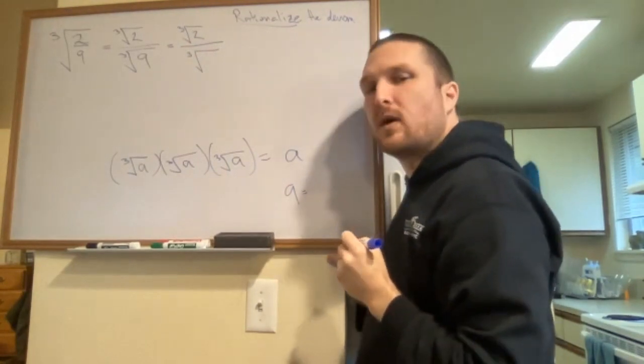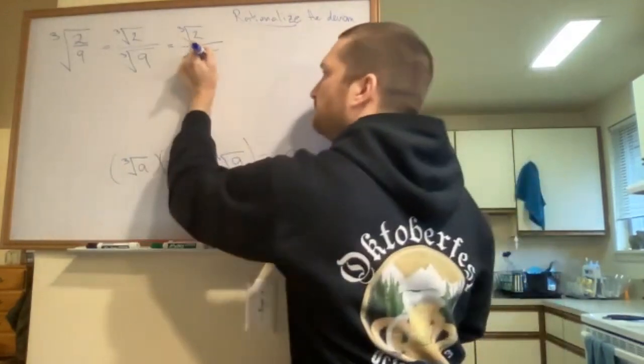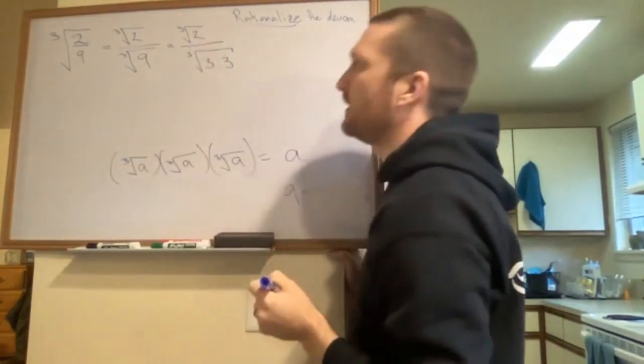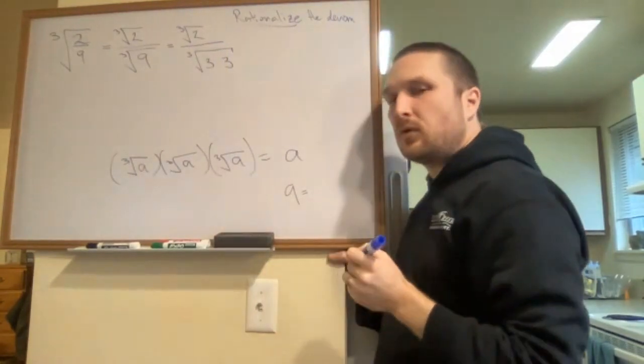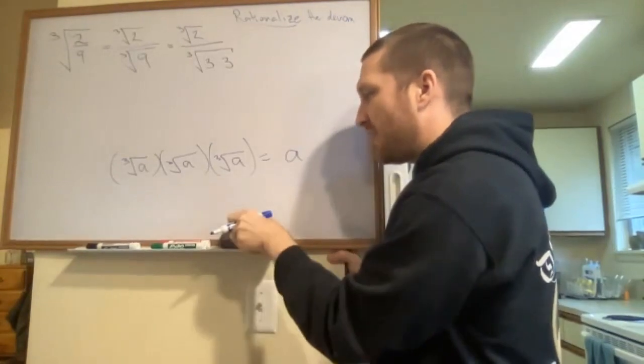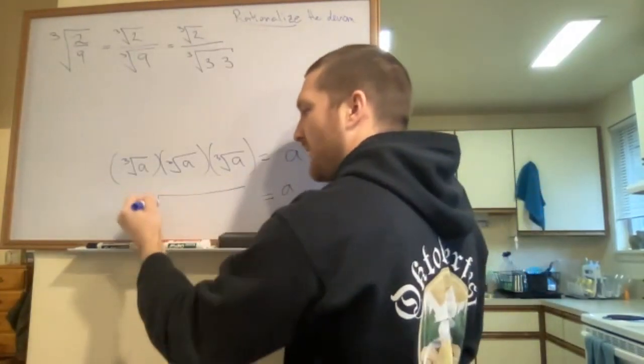9 is what times what? 3 times 3. Oh, 3 squared. Yeah. And so now here's another principle here, is that this that I just wrote over here, we can rewrite this way.